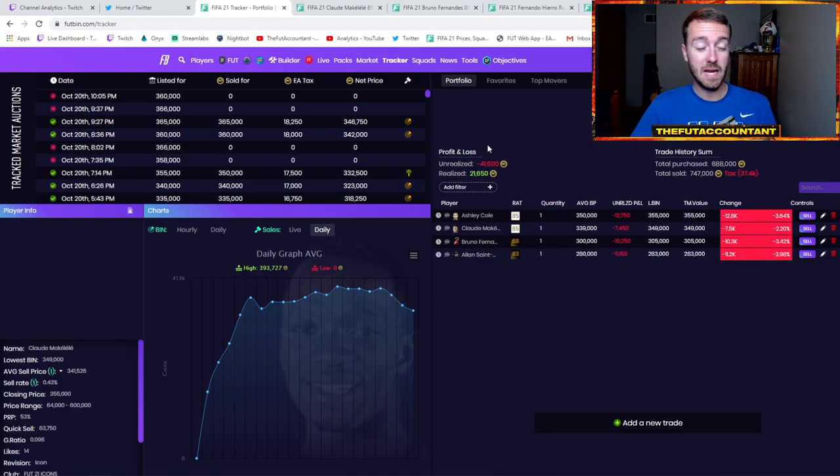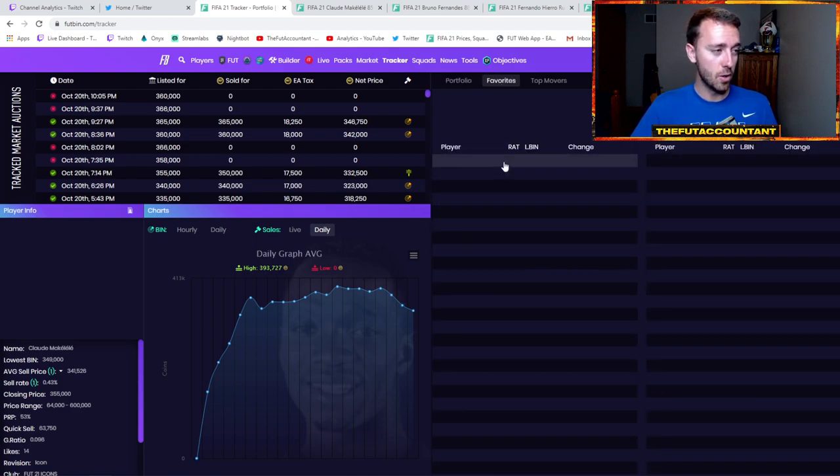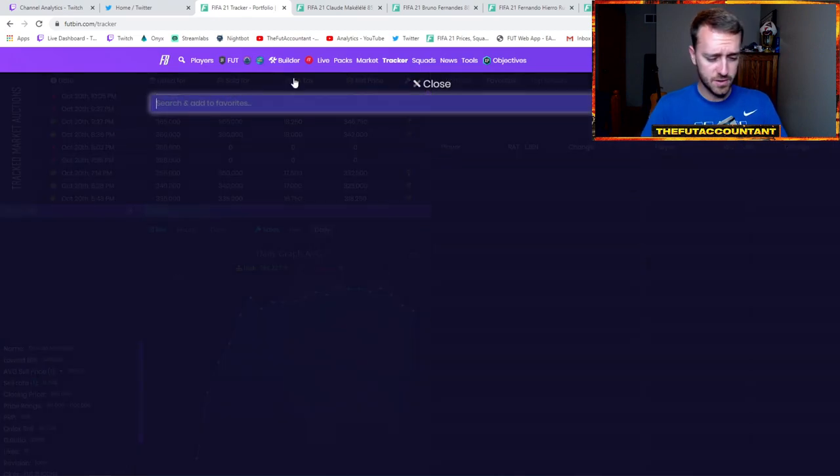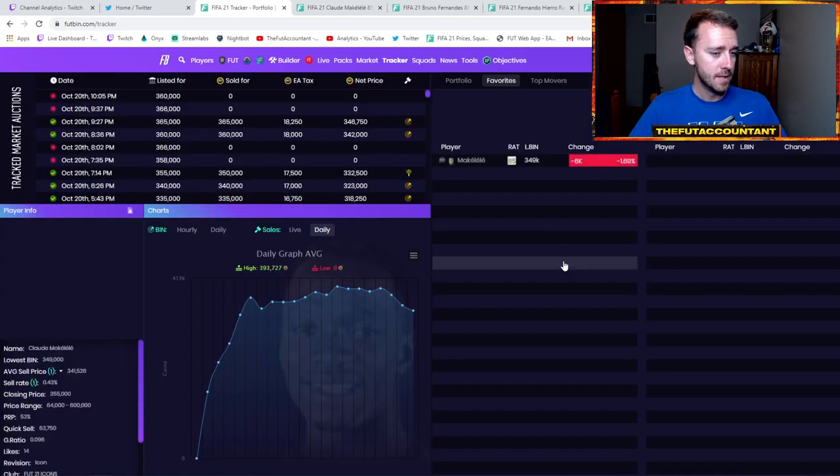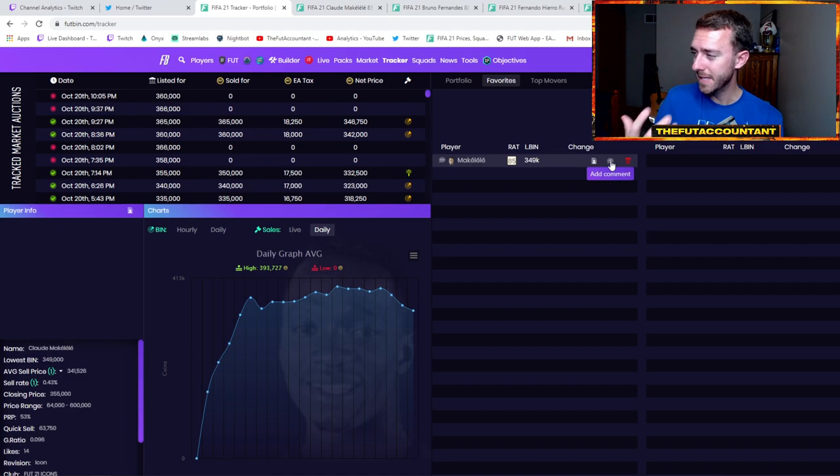Now, let's say you trade with a lot of icons and a lot of players at the same time. You can add those players over here. You can search and add favorites. Like, I'm going to add this Makelele to my favorites list right now. And boom, he's right in there. So you can constantly follow these cards' prices. And I think even in here, you can make comments. You can do a lot of customizability inside this favorites tab.